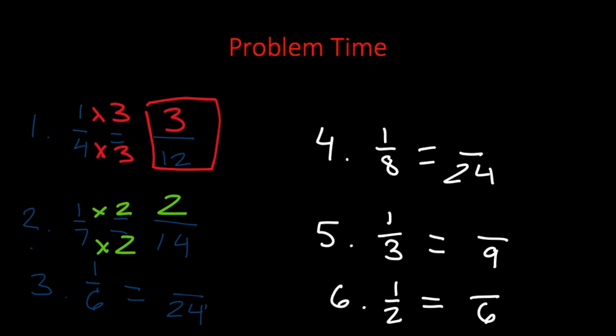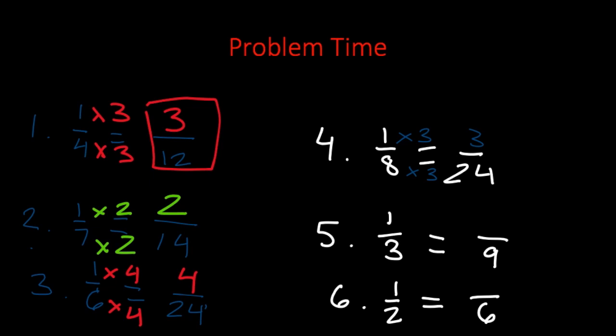And for our next problem here. What did we do to 6 to get to 24? Well, we multiplied 6 times 4 to get to 24. That means we have to multiply by 4 up here. 1 times 4 equals 4. So 4/24. Now, time for our next problem. What did we do to get 8 to 24? Well, we multiplied 8 times 3 to get to 24. Now we're going to do the same thing up here, times 3. 1 times 3 equals 3. So our answer here would be 3/24.